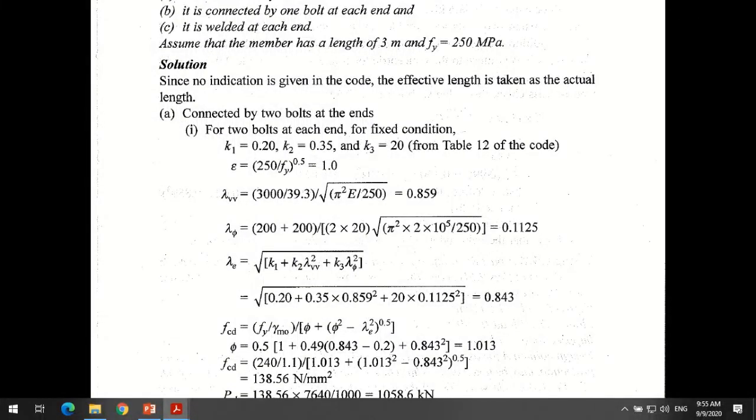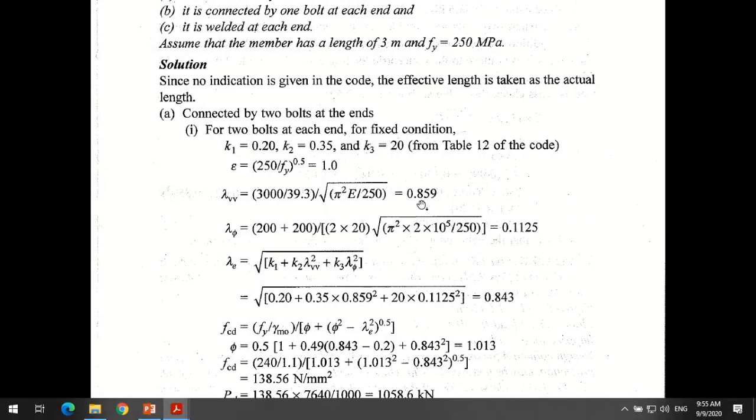This is how you find the strength for an angle section which is loaded through one leg only. We come across such cases in trusses when we are designing the interior members of the truss. So this is about finding k1, k2, k3, knowing the details of the connection, and then obtaining the lambda vv value. Lambda vv will be L upon rvv divided by epsilon into the square root of pi square E upon 250.